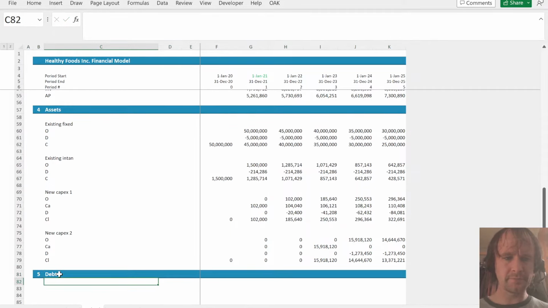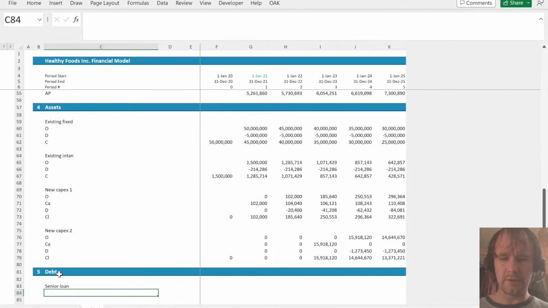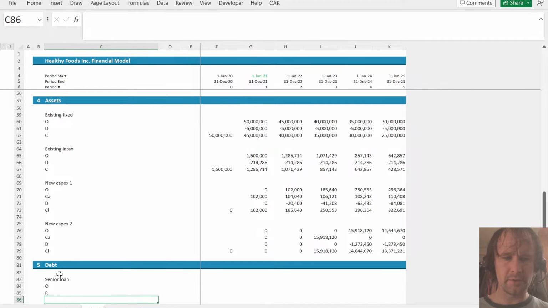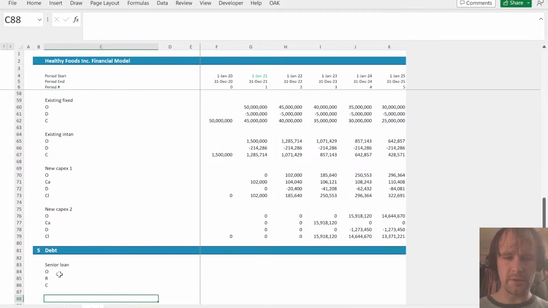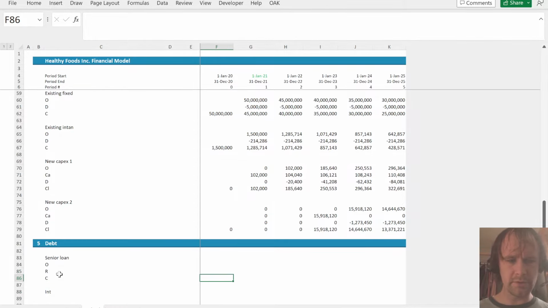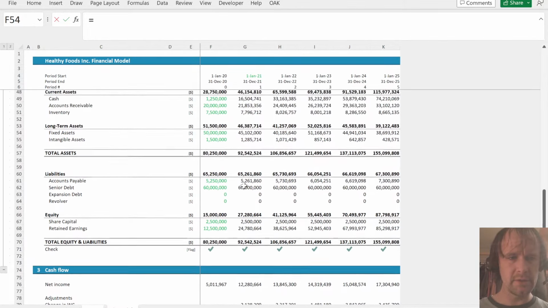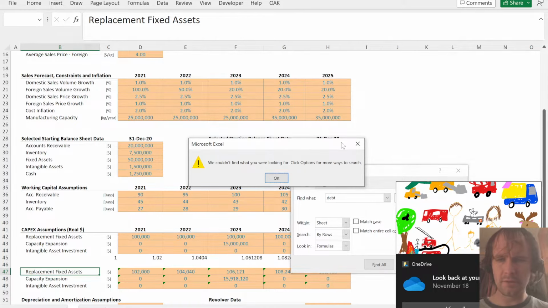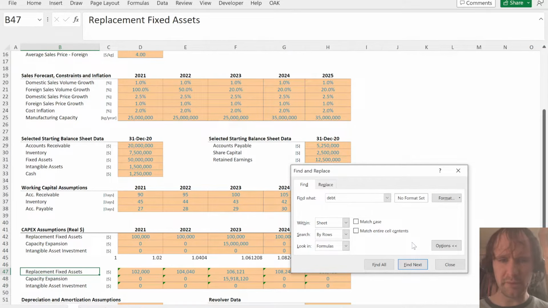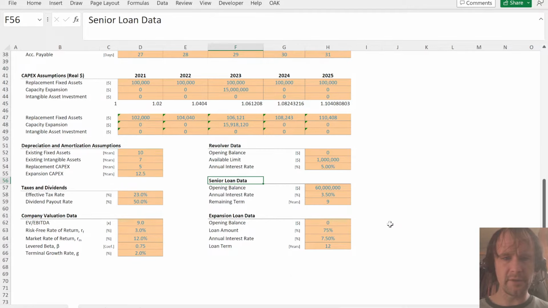Five, debt. Senior loan. And again, we'll do opening, repayment, closing to the draw. No. Okay, good. And then interest. So the closing, we can take from the balance sheet. Senior debt 60. That matches the thing. Opening. Okay, debt. Oops. Thank you. No, don't need my memories right now. Senior, where's the debt? Here, senior loan data.